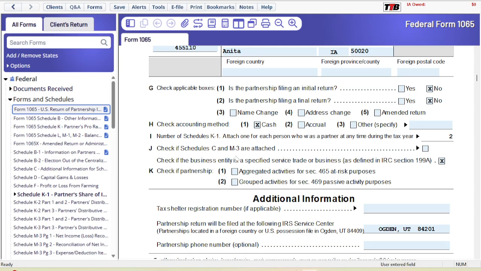So cash, if I recall right, is an accounting method where when you pay a bill, it is an expense that you'll account for.